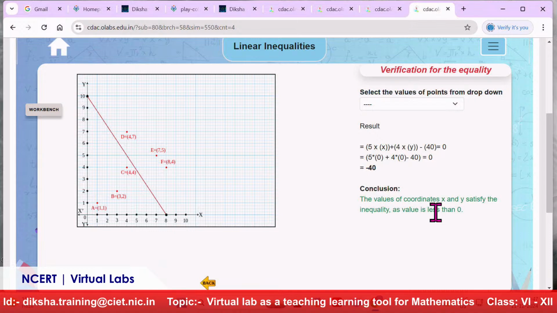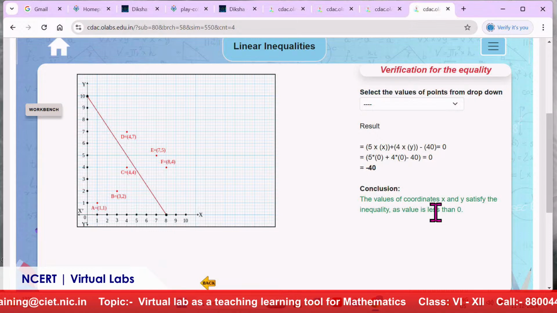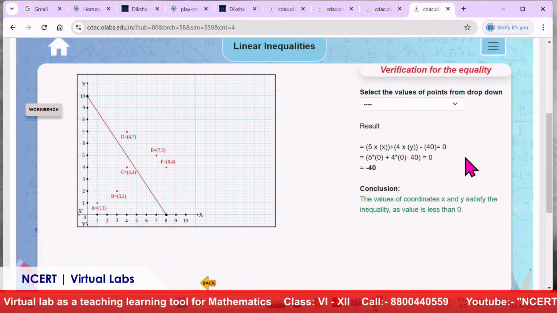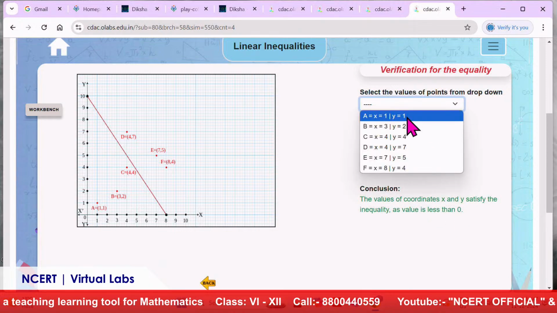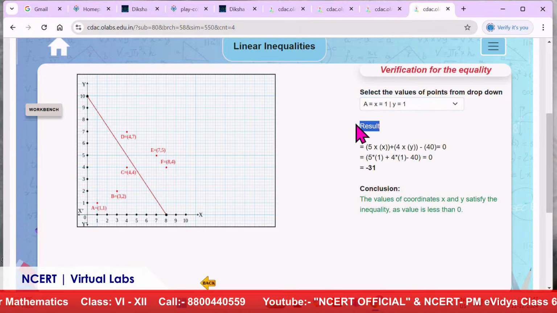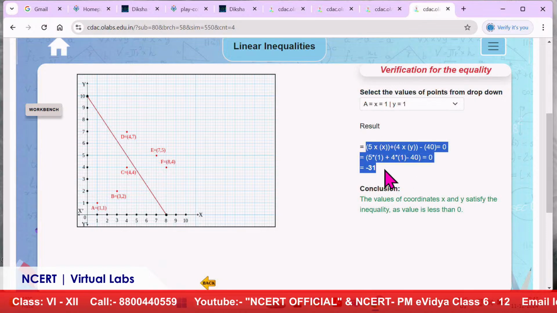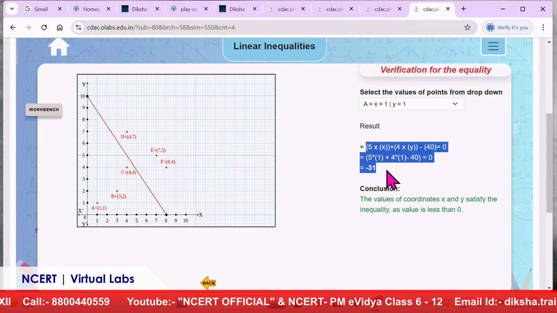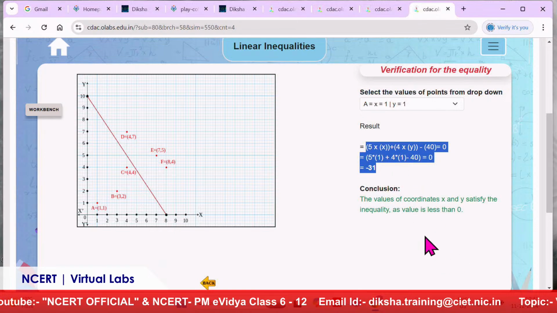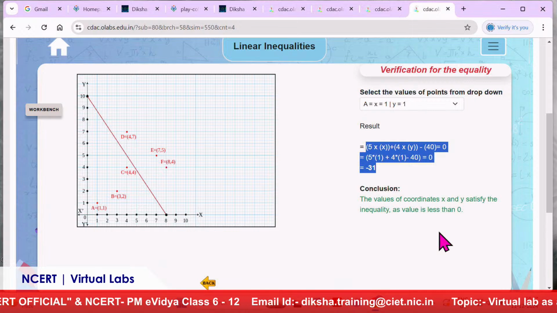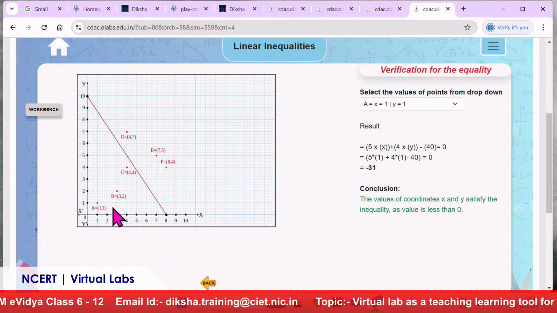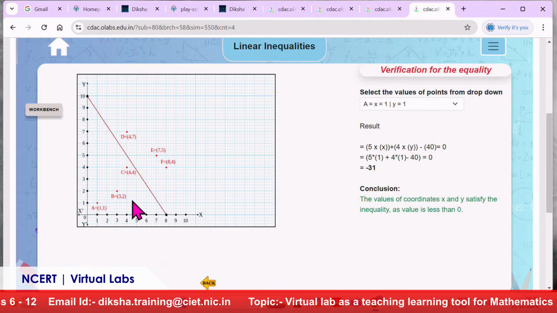So select the values. Basically we are finding how we can say that the shaded region of the inequality will be below the straight line. For this we can see that if we put x equals 1 and y equals 1 in the same equation, what result are we getting? We are getting minus 31. Minus 31 means that the values of the coordinate satisfy the inequality. As the value is less than 0, this point belongs to the shaded region.